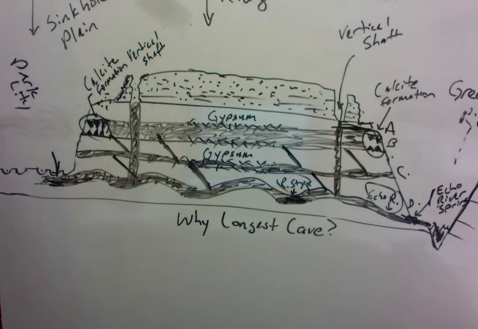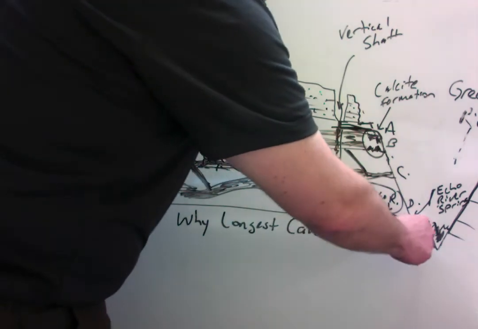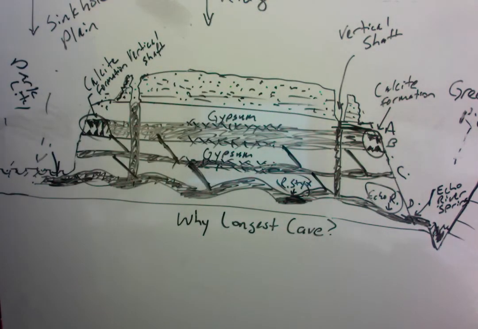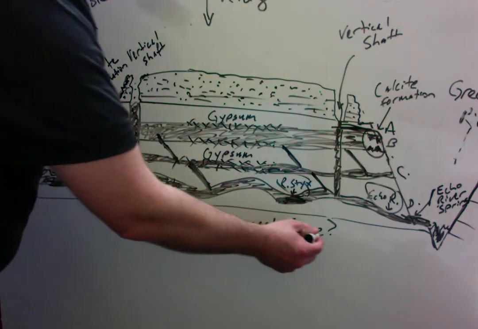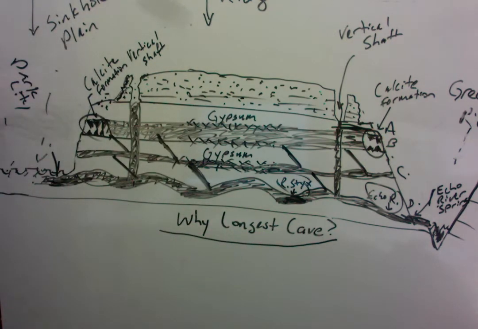So again, from rain coming down into the sinkholes at Park City, to flowing through the cave and out someplace like Echo River Spring and into the Green River. That's kind of the story of the formation. But you see this big question here. Why is it the longest cave? A couple reasons for that.